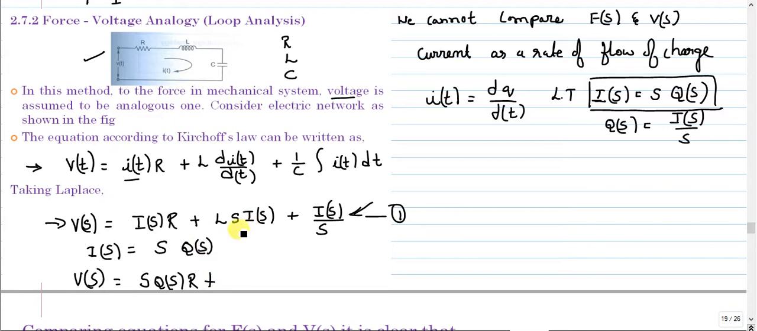Again, if I substitute I of s as s into q of s, s into s, that is s square, L into s square q of s. And finally, you can represent it as, here I mistook c, the c term is there. This will be 1 by c, the s's get cancelled, you will be having q of s, equation number 2.